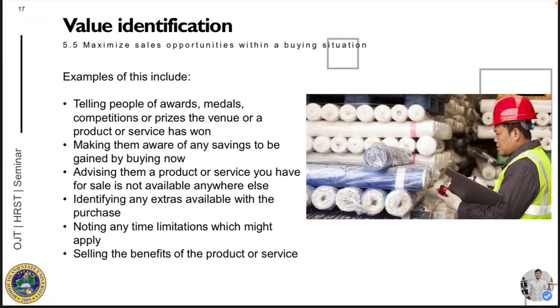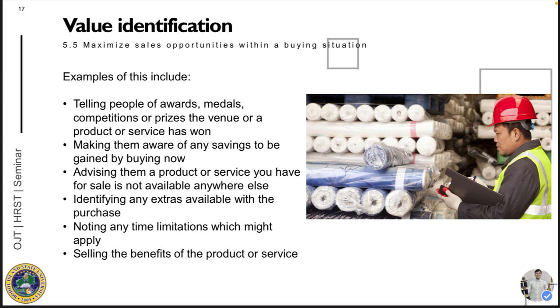Also, we need to consider value identification. It means making the customer aware of any value attaching to their intended purchase. For example, telling people of awards, medals, competitions, or prizes the venue, product or service has won. Also, making them aware of a saving to be gained by buying now, and advising them that the product or service you have to sell is not available everywhere else.